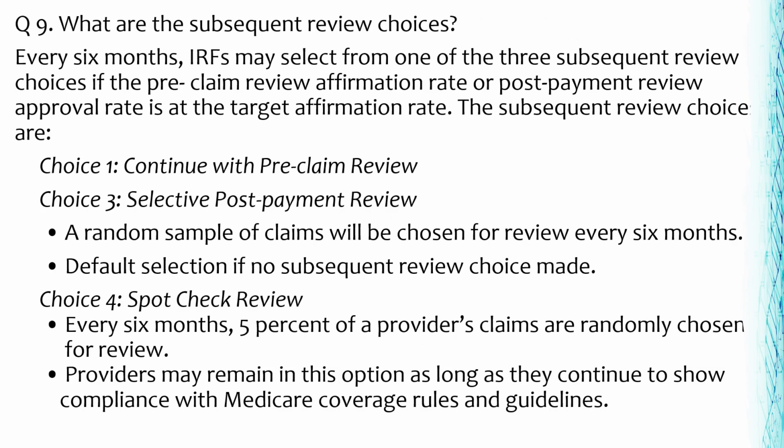What are the subsequent review choices? Every 6 months, IRFs may select from one of the 3 subsequent review choices if the pre-claim review affirmation rate or post-payment review approval rate is at the target affirmation rate. The subsequent review choices are Choice 1, continue with pre-claim review. Choice 3, selective post-payment review. In this selection, a random sample of claims will be chosen for review every 6 months. This is the default selection if no subsequent review choice is made.